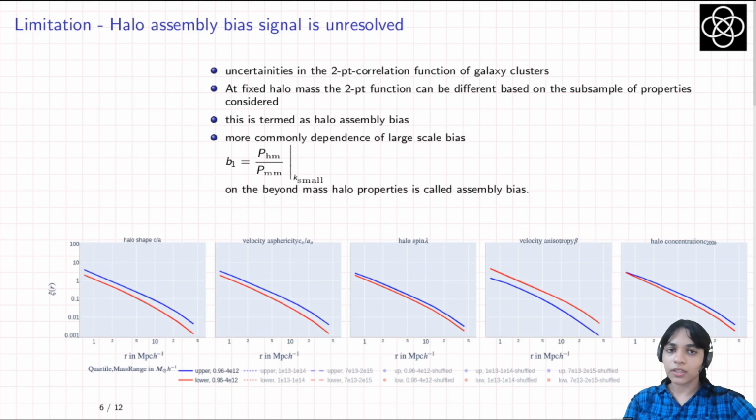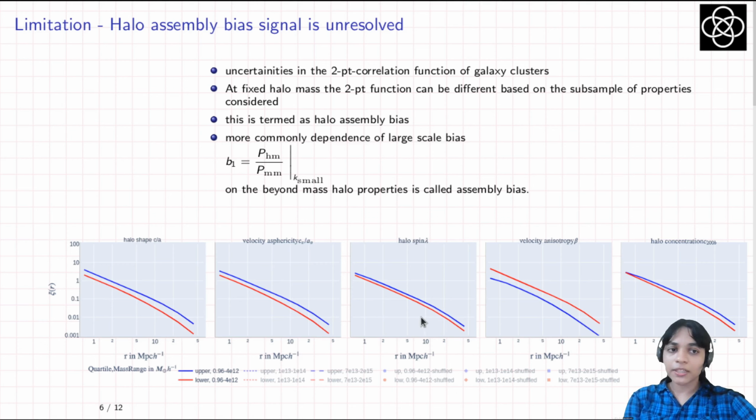For example, the 2-point correlation function of dark matter halos of identical mass but different shapes will result in different clustering strengths. This is exactly what is shown in this first plot, where the 2-point correlation function has been plotted as a function of the separation, and we can see that for spherical halos, given by blue, the clustering strength is higher than elongated halos, which is given by the red curve.